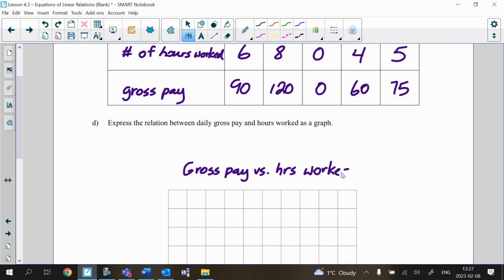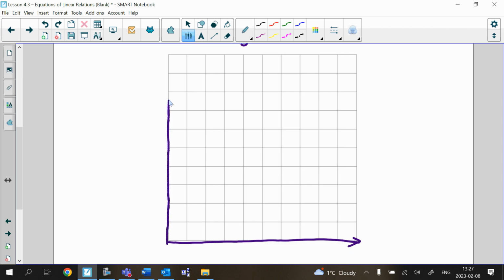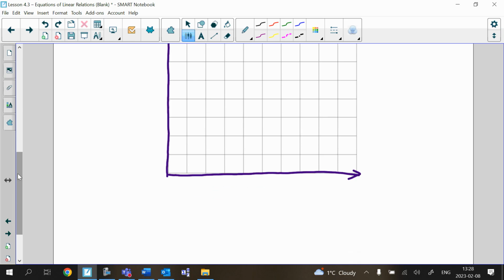Always need a title when we do a graph. And then we want to draw our axes like so. The independent variable always goes on the bottom. So in this case, the independent variable is hours worked. And the dependent variable, because we talked about dependent before, is the gross pay, which goes on the vertical axis.